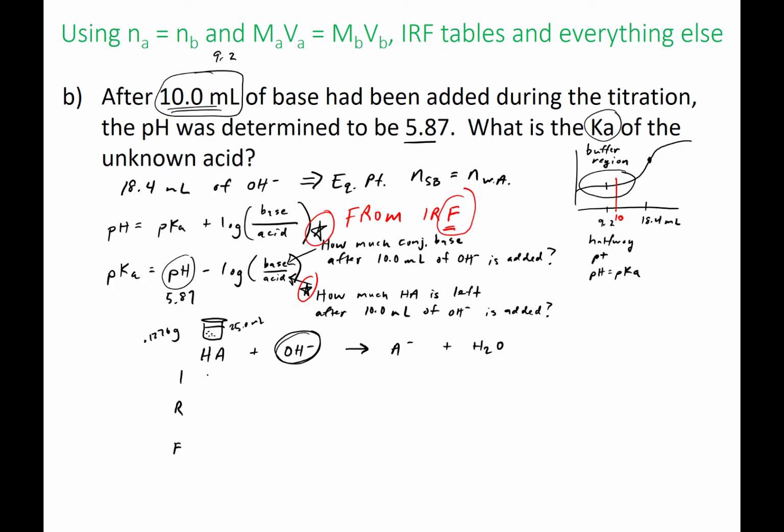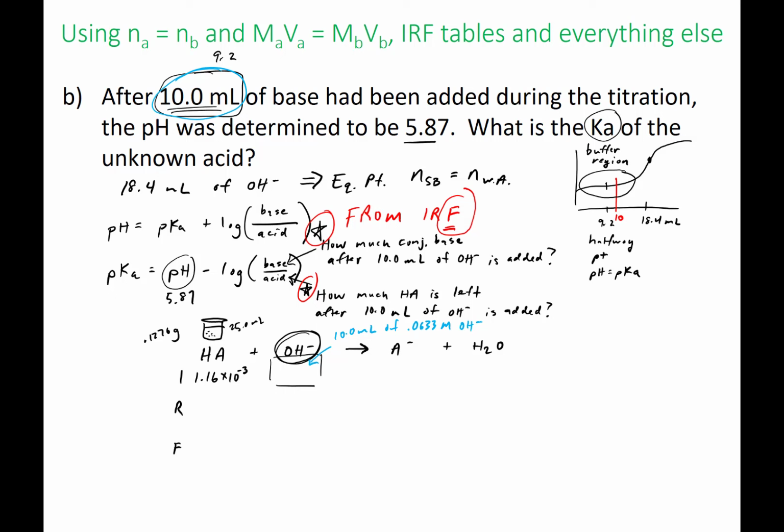And from part A, we actually figured out the number of moles present. It was 1.16 times 10 to the negative third. Here, how we get this number is from this information. So it says after 10 milliliters of 0.0633 molar OH is added.